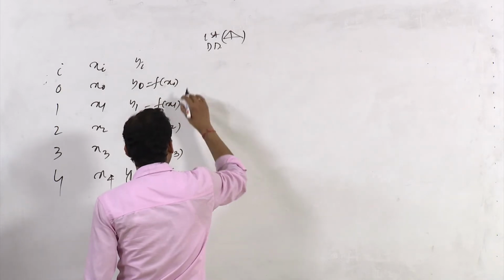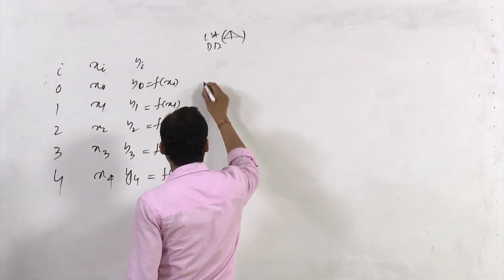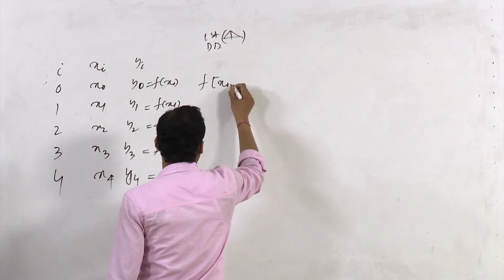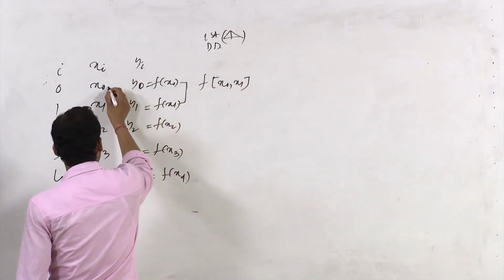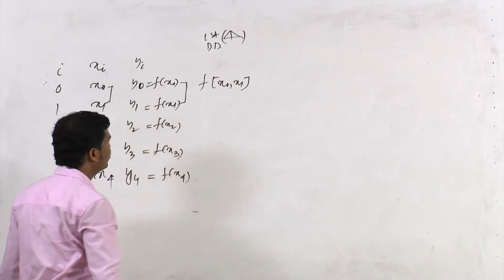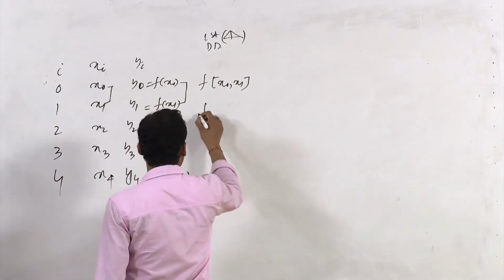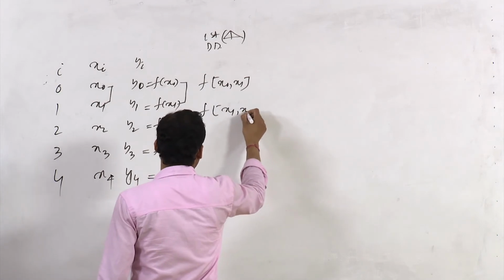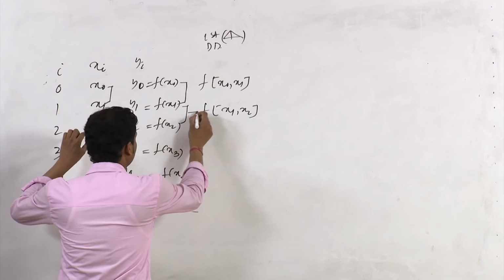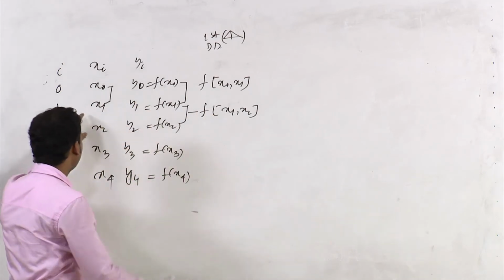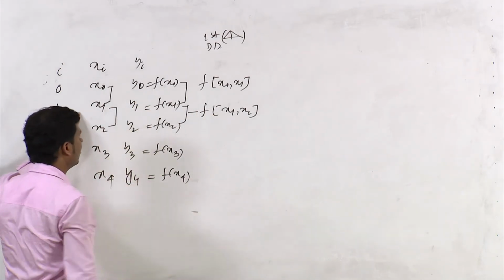The first order divided difference gives you f of x0, x1. This means the difference of these two divided by the difference of these two. And if you take the divided difference of x1, x2, that will give you f of x2 minus f of x1 divided by x2 minus x1.